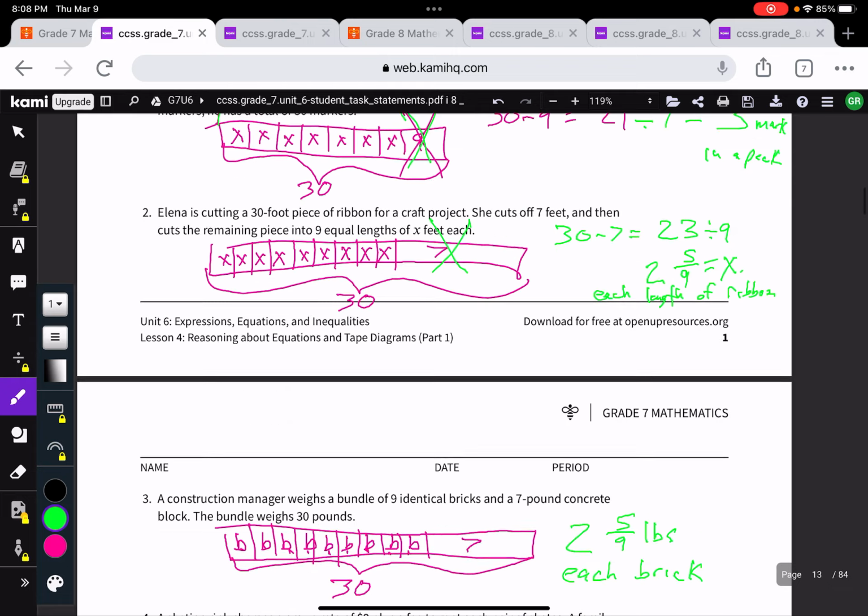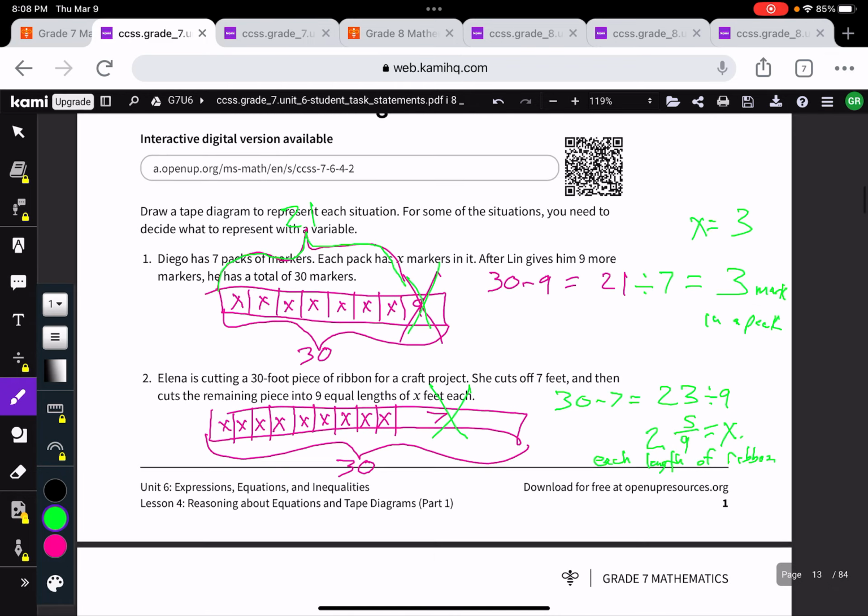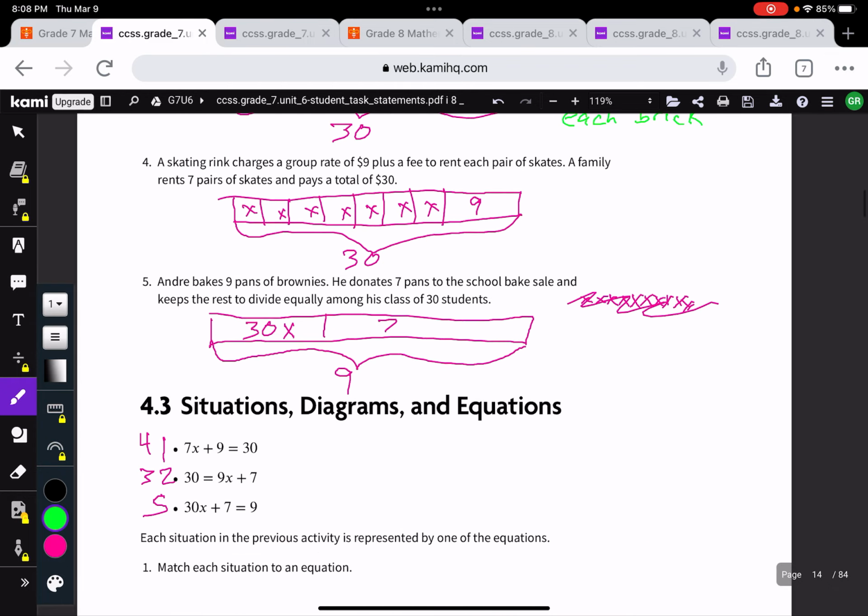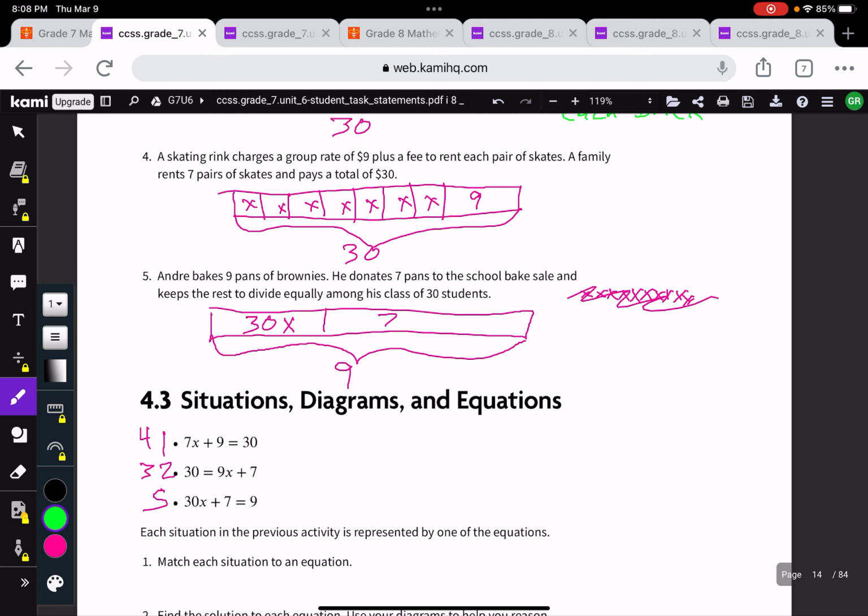And believe it or not, we've actually already answered number 1. We already know the answer is 3 because we get rid of 9, then we split it 7 ways. But what does the 3 mean? We know that X equals 3. Well, in this case, it says a family rents 7 pairs of skates. So 3, and we should give it a dollar sign because $3 is the cost for one rental. And we could say one rental of skates.